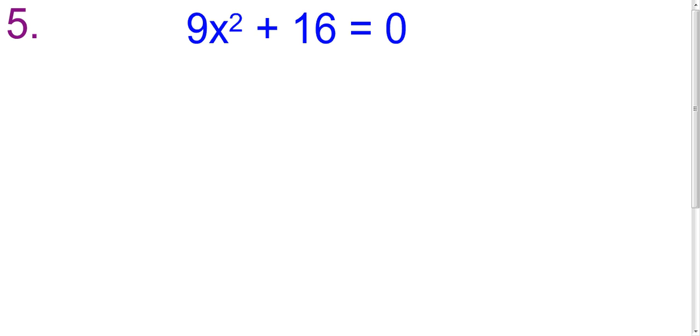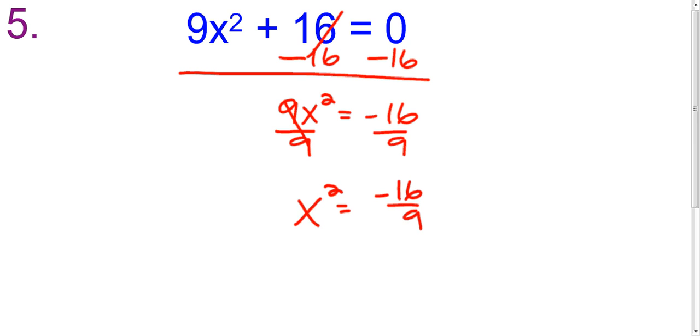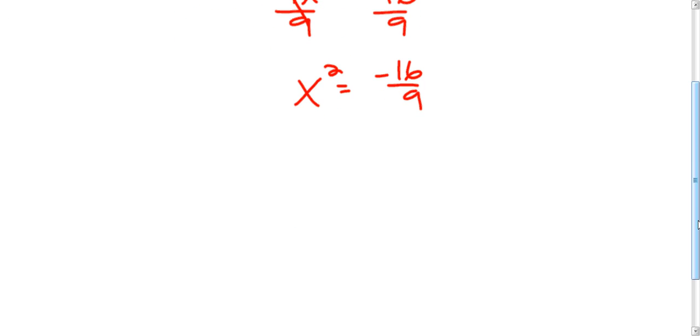All right, this one looks like it's just the same, and it is pretty much just the same. It's just that the answers come out to be fractions instead. So I will subtract 16 from both sides so that I have 9x squared equals negative 16. And then I will divide by 9. So I have x squared equals negative 16 ninths. And then you're going to go, oh my gosh, I must have done it wrong because I have a fraction. Don't freak out about fractions. It might happen, just so you know.